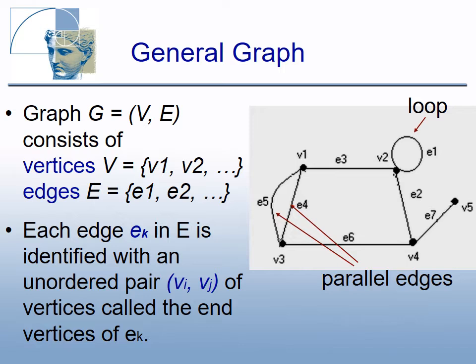There may be more than one edge associated with a given pair of vertices, for example, E4 and E5 in the figure. Such edges are referred to as parallel edges. A general graph can have loops and parallel edges.